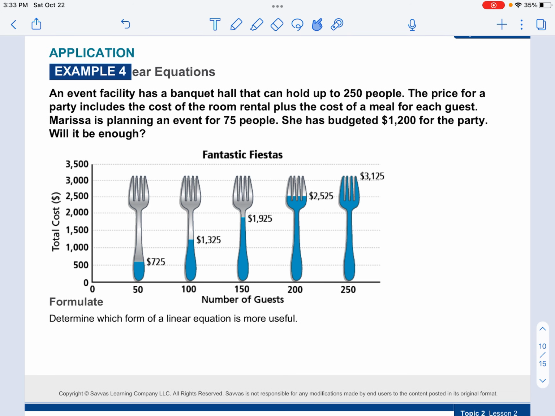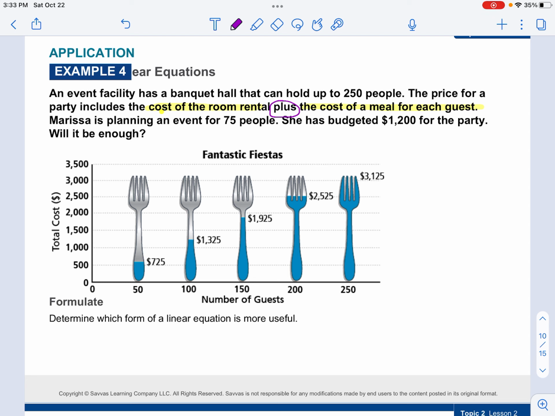An event facility has a banquet hall that can hold up to 250 people. The price for a party includes the cost of the room rental plus the cost of a meal for each guest, not desk. Marissa is planning an event for 75 people. She has budgeted $1,200 for the party.